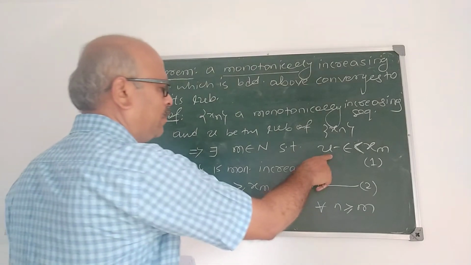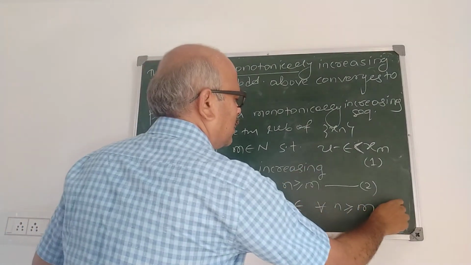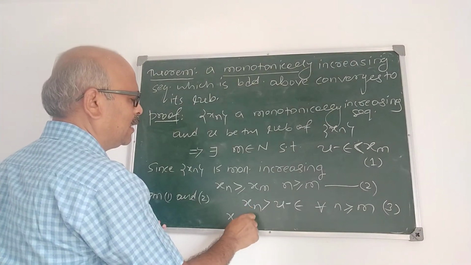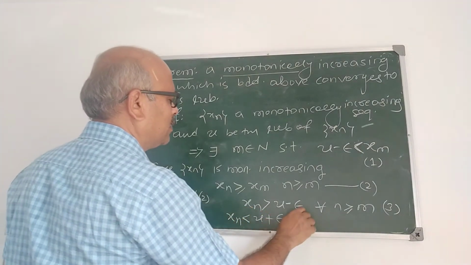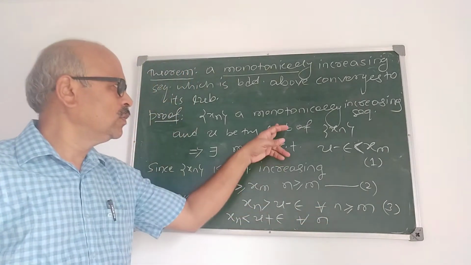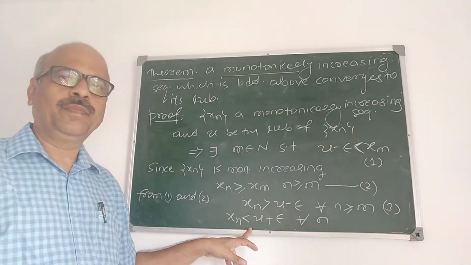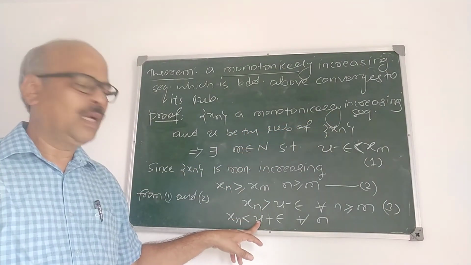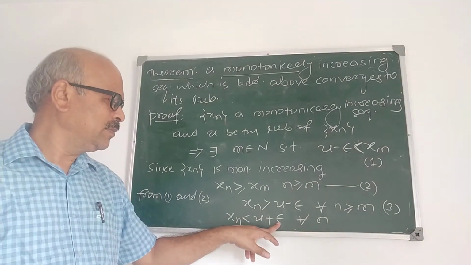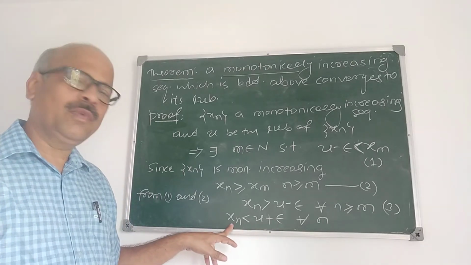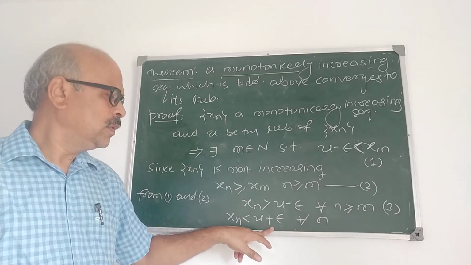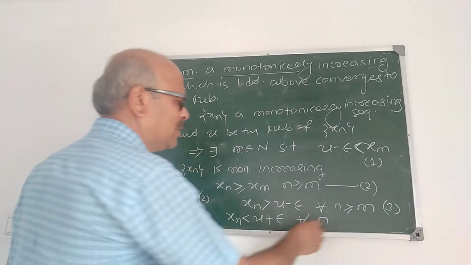Take this as 3. And also xn is less than u plus epsilon for all n, because what is u? U is the upper bound. What is the meaning of upper bound? Upper bound means every term of the sequence is less than or equal to u. Since u plus epsilon is greater than u, every member of the sequence must be less than any number greater than u. So xn is less than u plus epsilon.